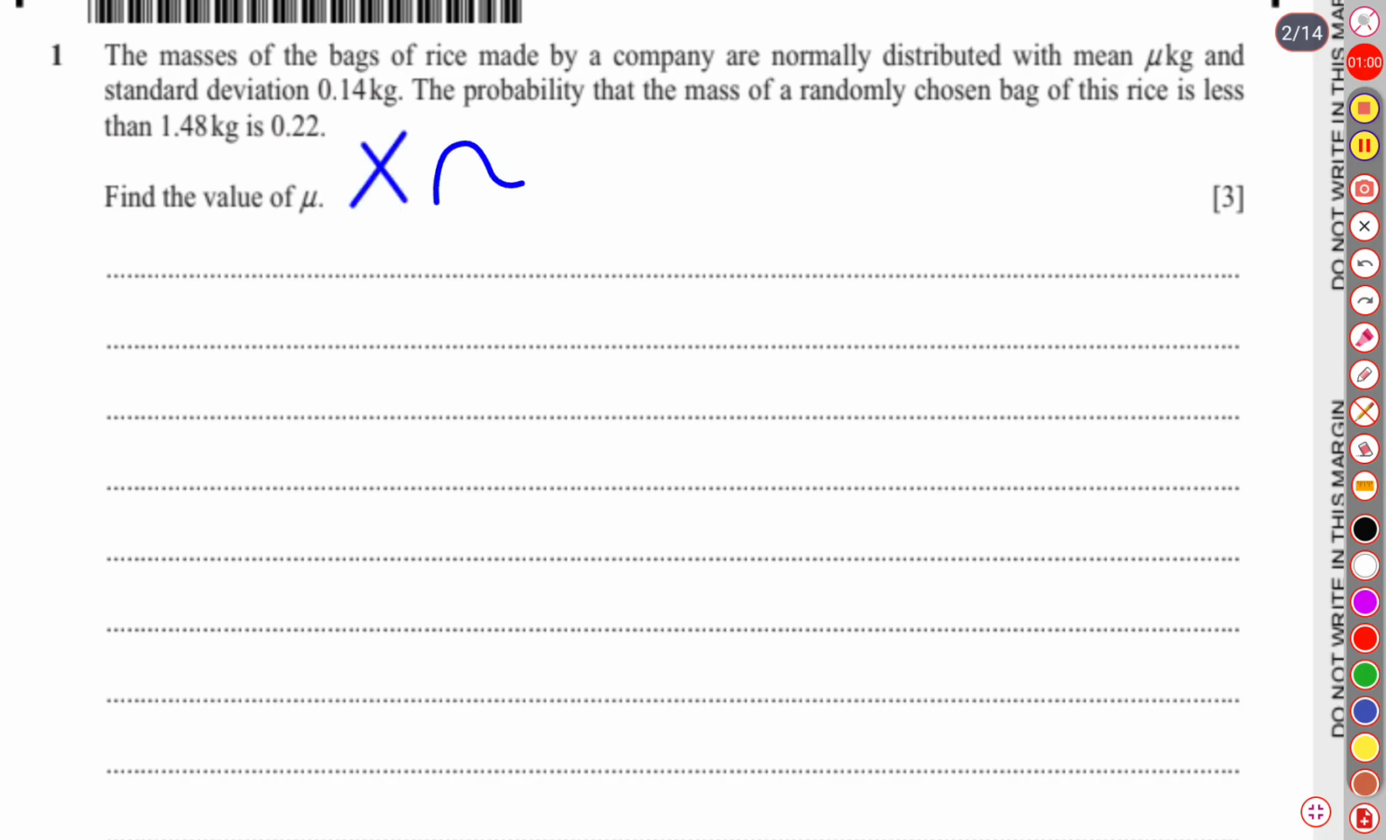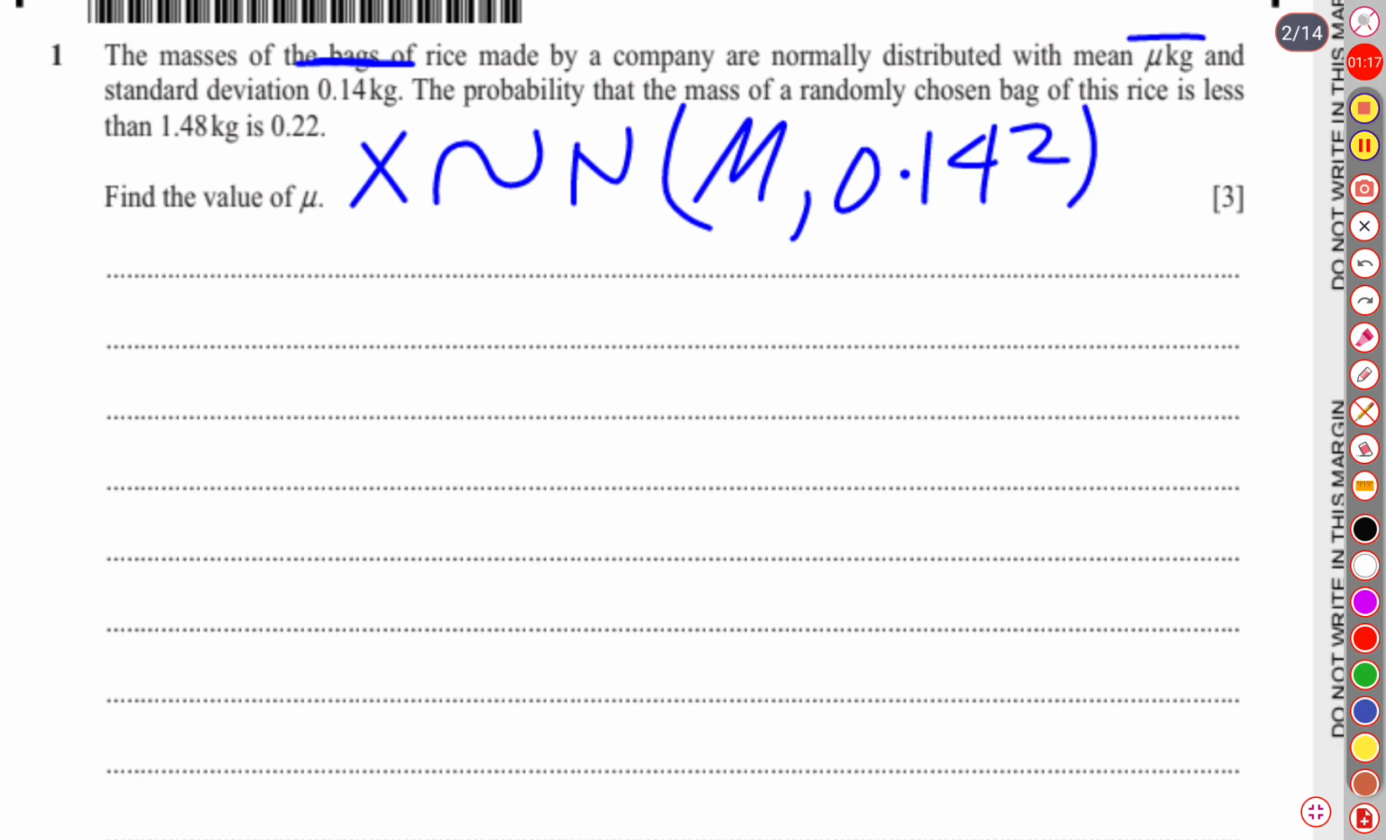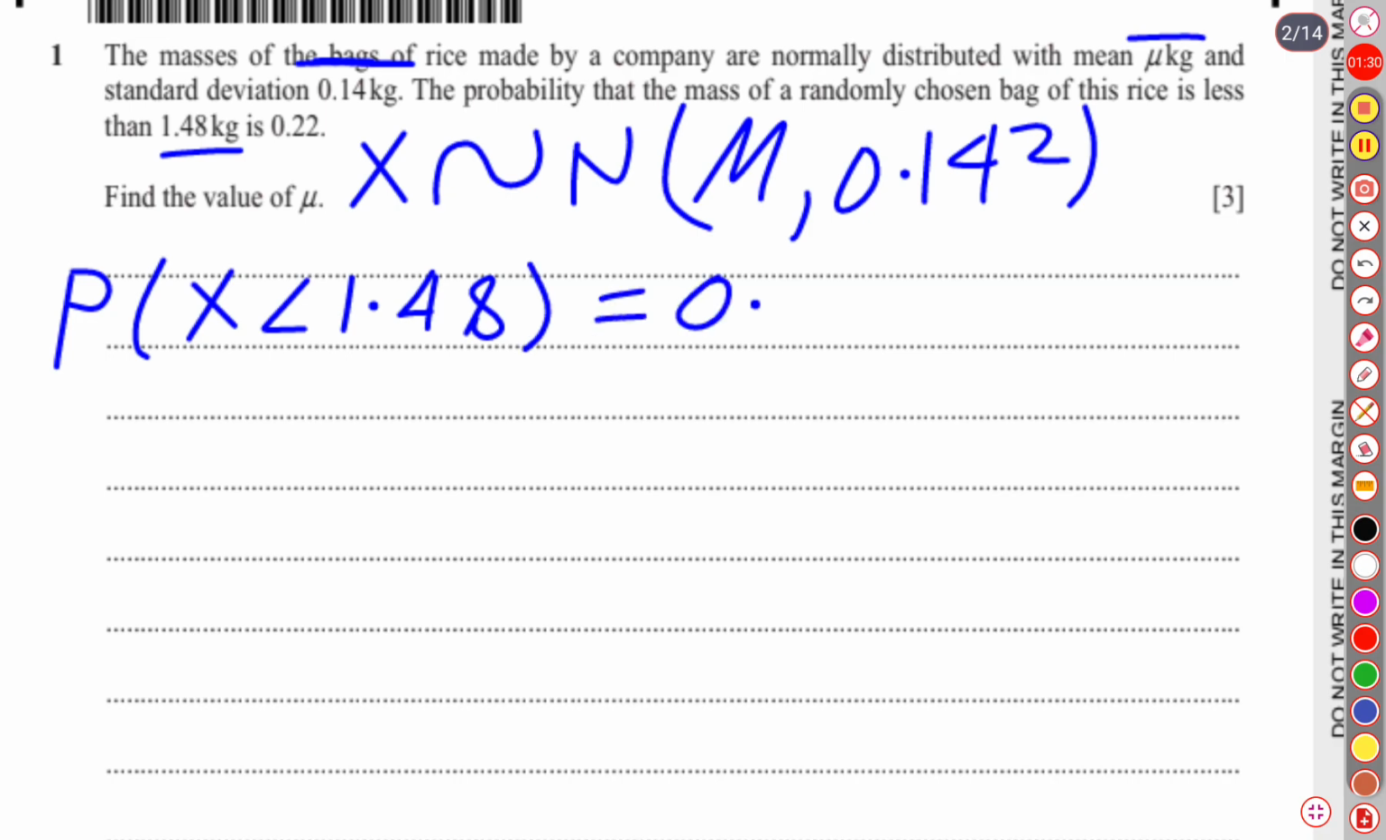X belongs to normal distribution, and you know the parameters for normal distributions are mean as well as variance. So mean is mu and variance is the square of standard deviation, that is 0.14 squared. Then the probability of X less than 1.48 kg is 0.22. Now we will have to standardize the score.